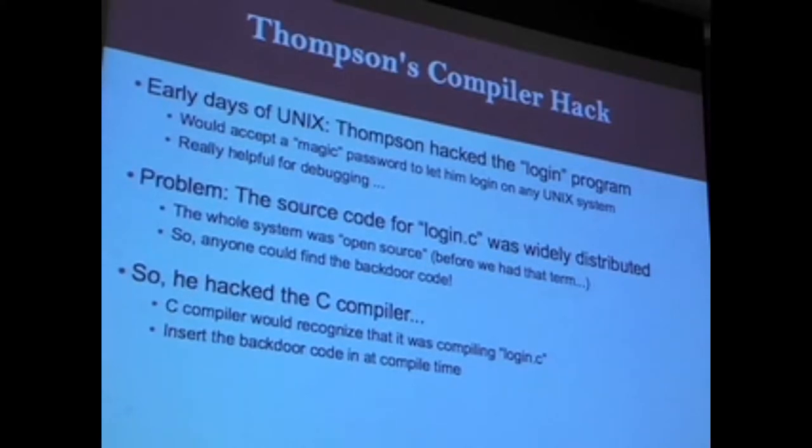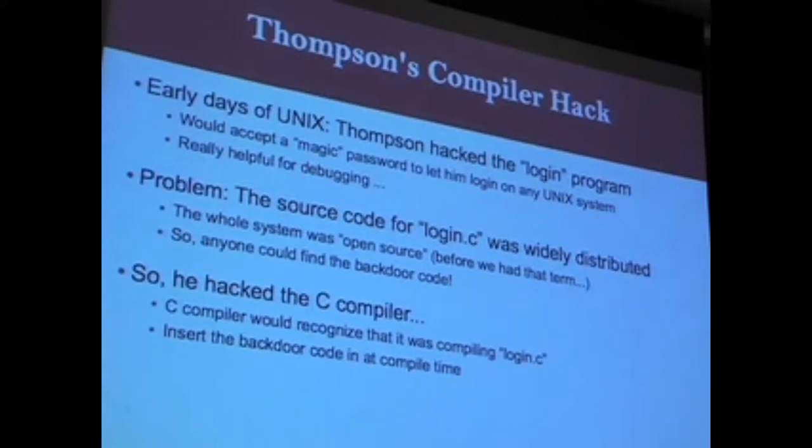Yes? So he knew that if he just put in login.c, if the password is foo, login, that everybody would see that the backdoor was in there. So how did he hide it? He had to hide this somehow. So here's what he did. He hacked the C compiler. He wrote the compiler also. That's the thing. So if you're also the person writing the compiler, you can do these things.